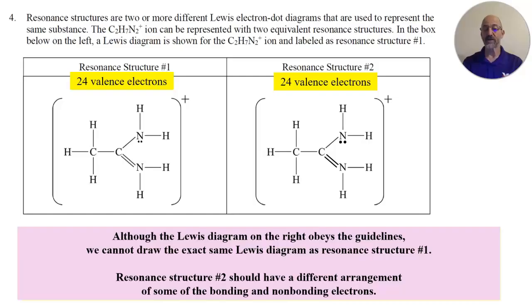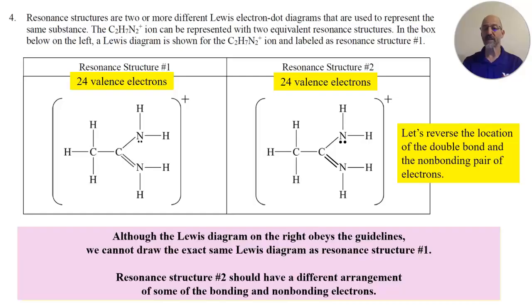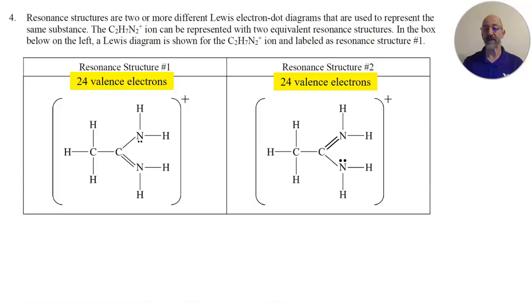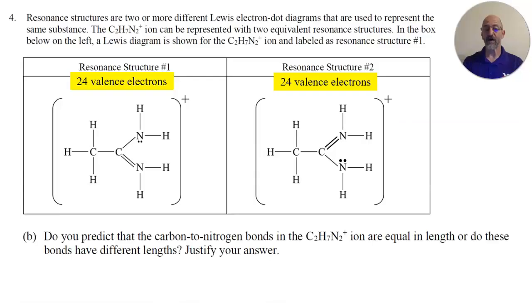So what I'm going to do is simply reverse the location of the double bond between the carbon and the nitrogen, and then I'm also going to move that non-bonding pair of electrons from one nitrogen atom to the other nitrogen atom like this. So now I do have the answer to part A, the 2 resonance structures. These diagrams are complete. They have the same connectivity between the atoms, but a different arrangement of the electrons.